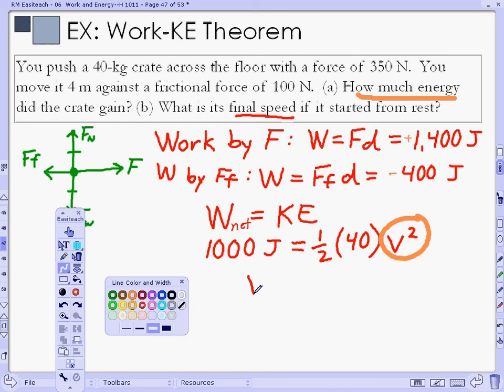And just doing a little bit of mental math, 1,000 divided by 20 is 50. And the square root of 50 is 7.07 meters per second.